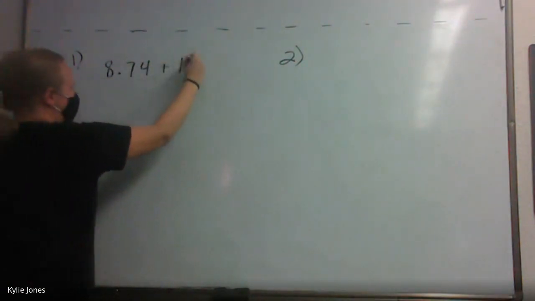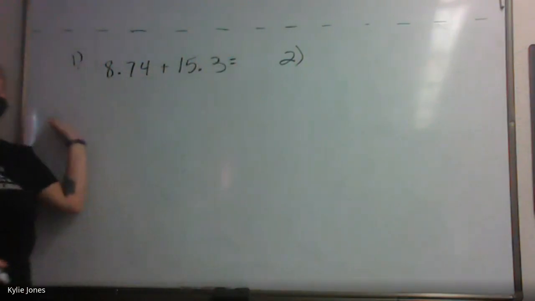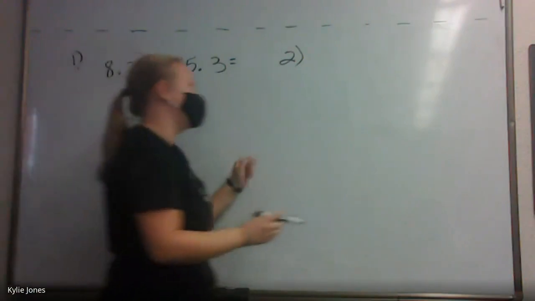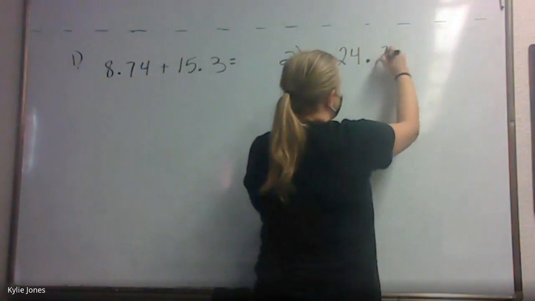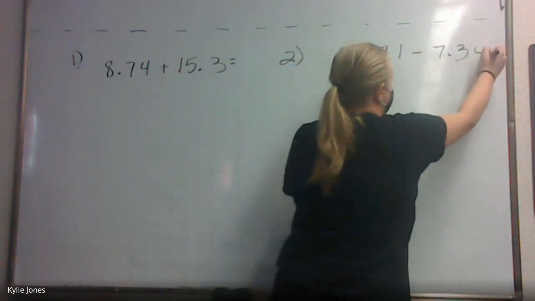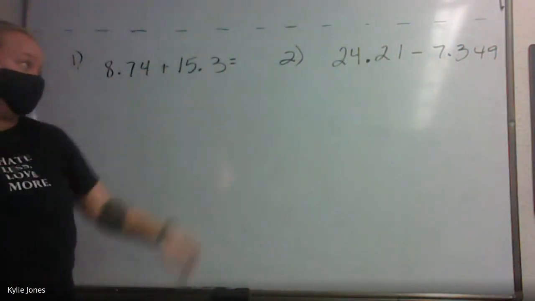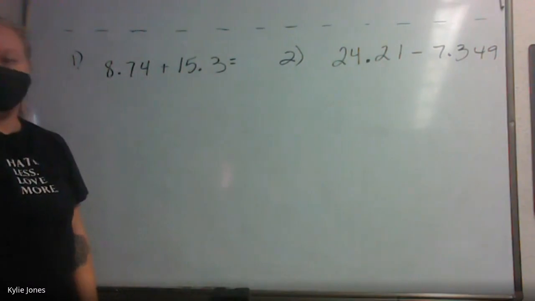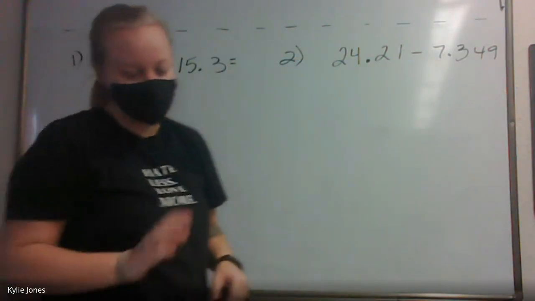So let's start with 8.74 plus 15.3. So try those, add them up, and then we've got, let's do 24.21 minus 7.349. That kind of went off the thing. Can everybody see that online? Okay. So we've got two problems here. I'm going to give you guys 3 minutes to work on them, and then we will review them.